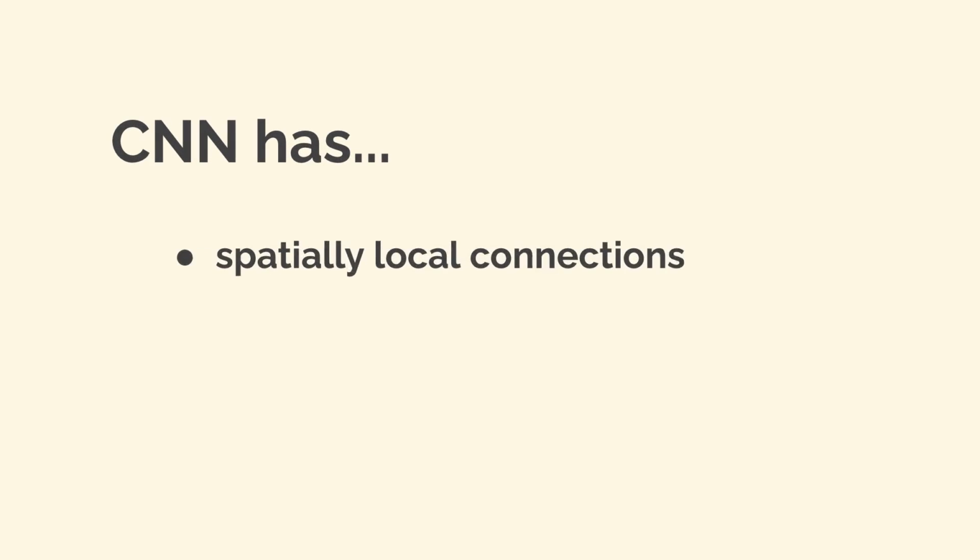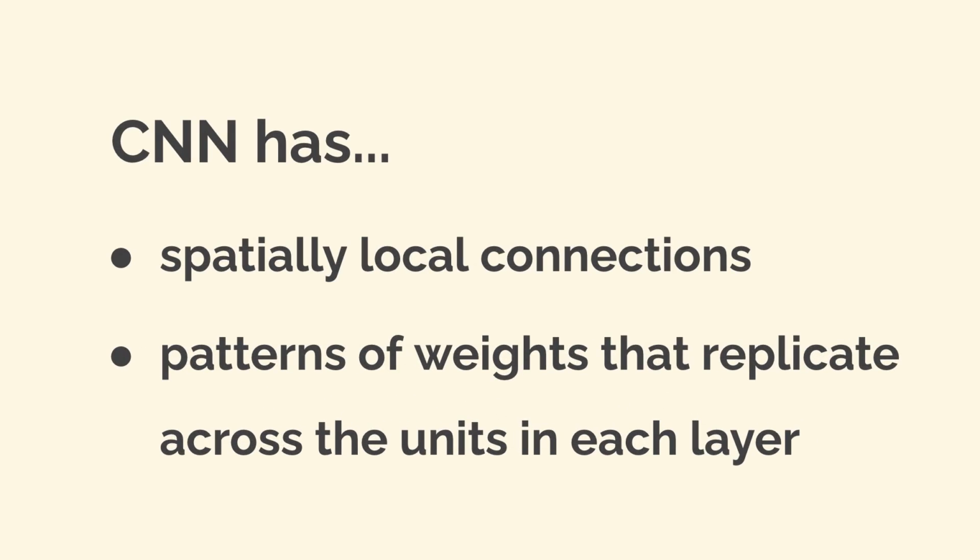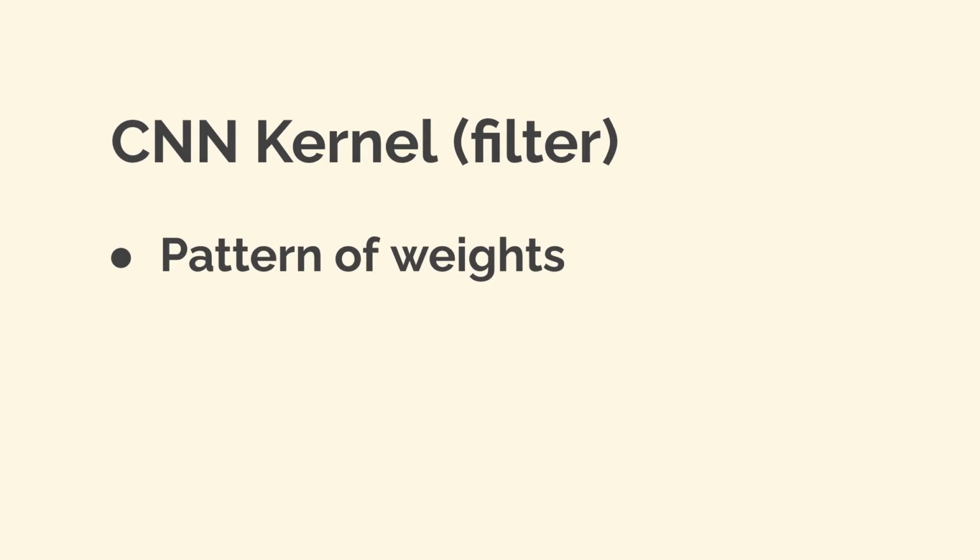A convolutional neural network has spatially local connections, as well as patterns of weights that replicate across the units in each layer. So there's a lot that you could learn about it if you want to research more into its specific structure, and if you want to build one completely from scratch without using any helper libraries like TensorFlow or Keras. But we will be using TensorFlow and Keras to help us build the layers. It saves a lot of time. As well, a convolutional neural network will have what's known as a kernel or a filter. You'll see this more later on in this very section.